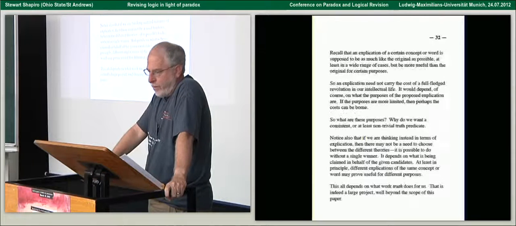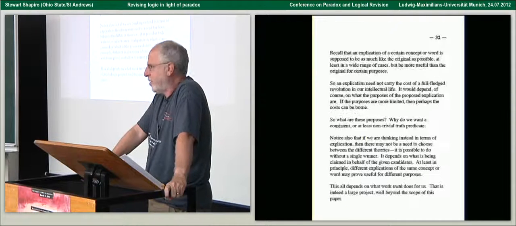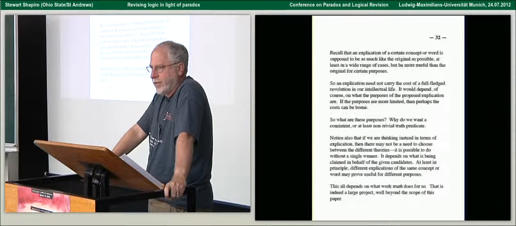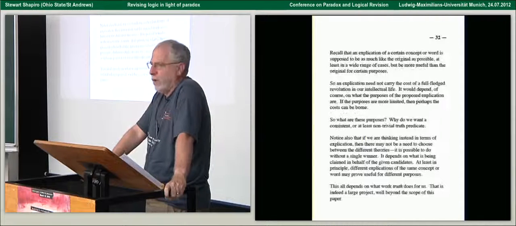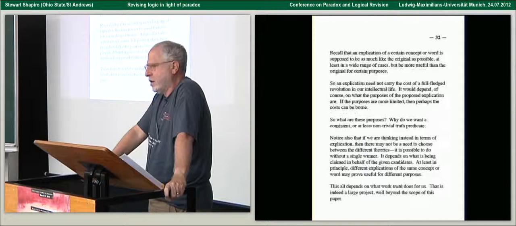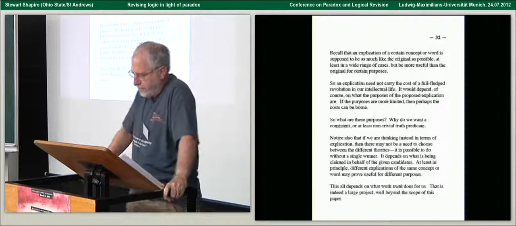Now, what are the purposes? Why do we want a consistent or at least non-trivial truth predicate? Well, Tarski has a reason for that, and I think it does admirably for that purpose. He wants to be able to calibrate the strength of various theories, and the truth theory does that. We want to know if one theory is stronger than another. Well, we have at least one measure for it: if the first theory can define a truth predicate for the second, a Tarskian truth predicate for it.